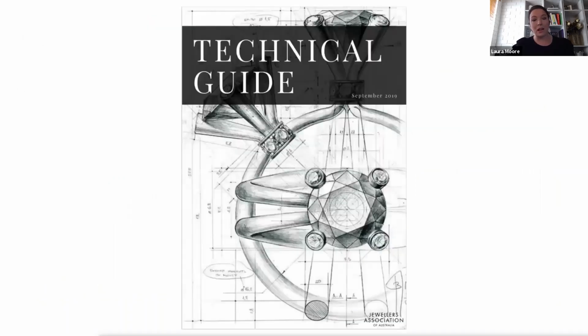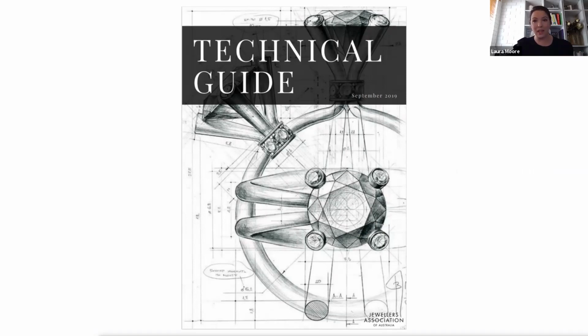The technical guide is a 62-page document that is available for you via the JAA website. It can be downloaded for use on a local device or can be printed as a reference for your workshop or office. Because the guide is incredibly comprehensive, we'll only go over a couple of the top line elements of it today.